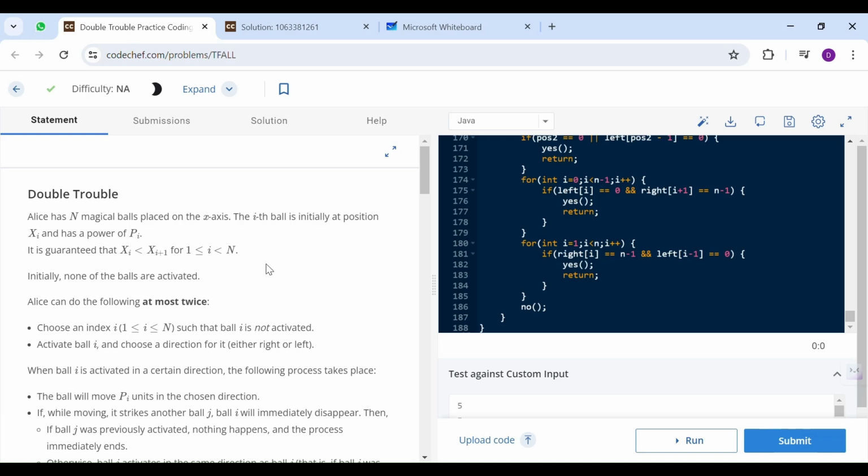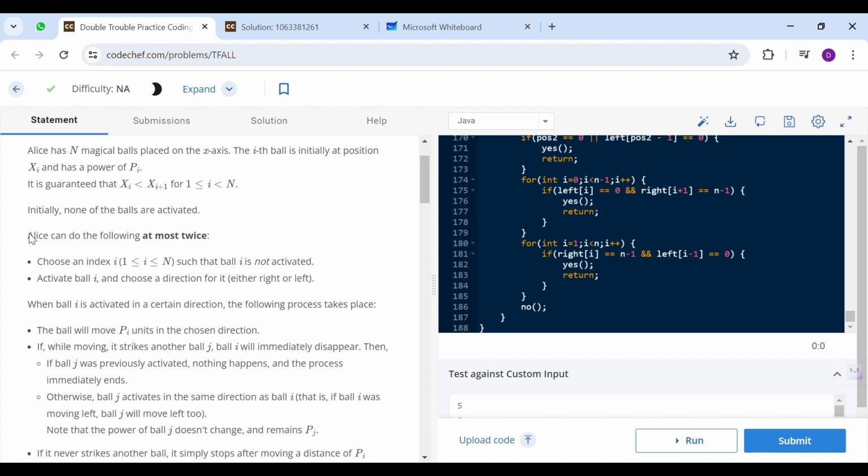Today we will be solving CodeChef 137 Double Trouble. Alice has n magical balls placed on the x-axis. You are given the coordinate of the ith ball and it has a certain power. You can do the following at most twice.